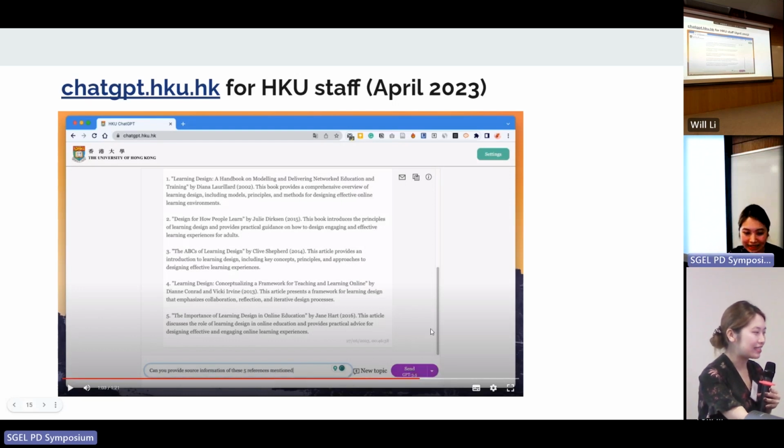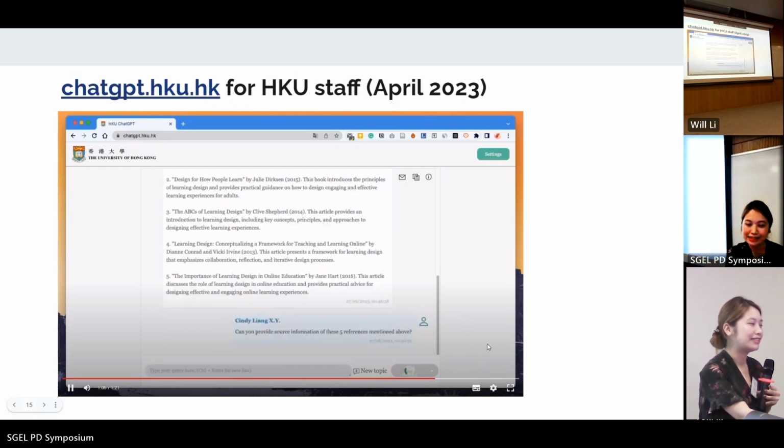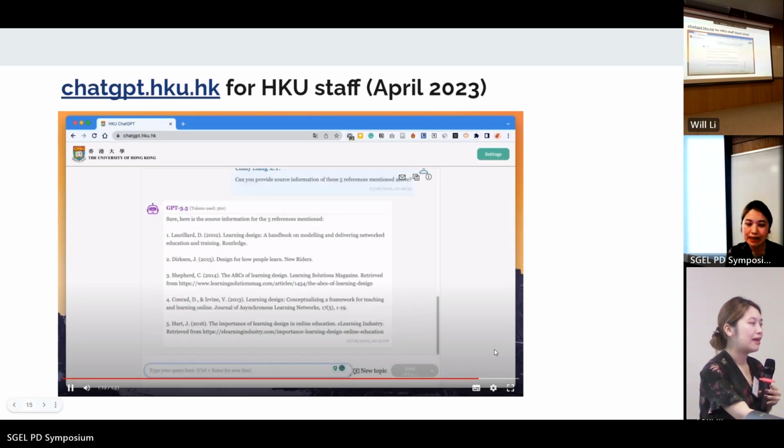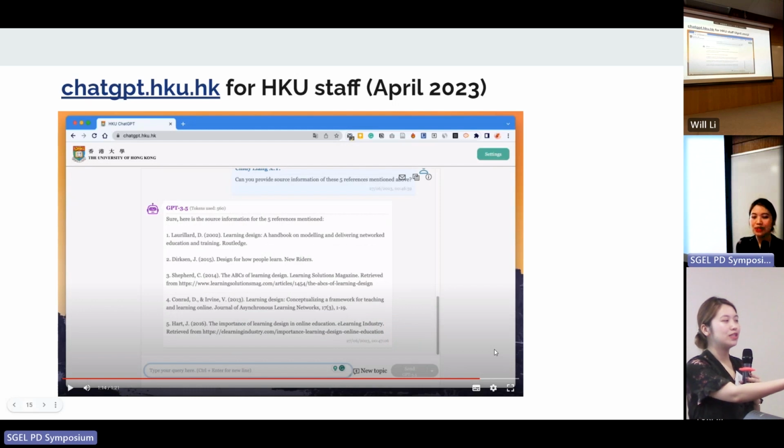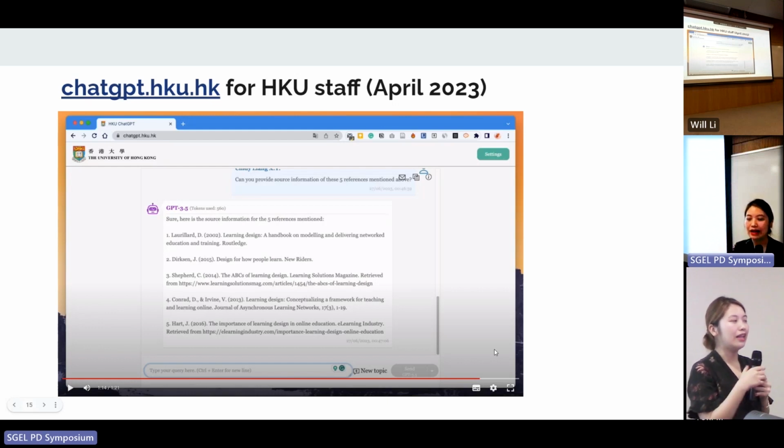So I asked again, can you provide source information of these 5 references mentioned? And yes, I have those source information, but I also double checked outside the screen casting, and yes, they are correct. Okay, so only for this piece of information, you need to try more and you need to verify more.